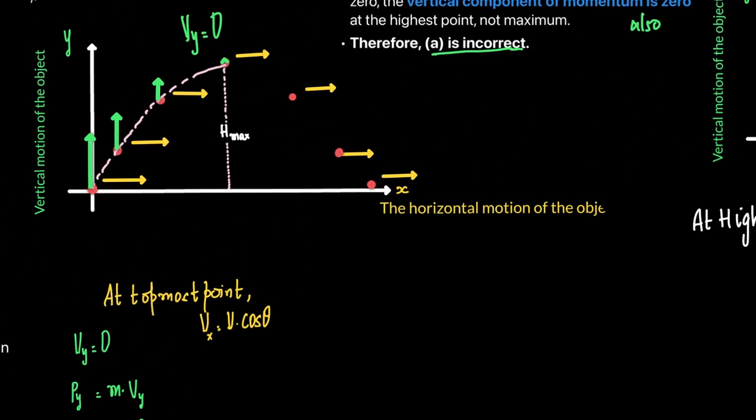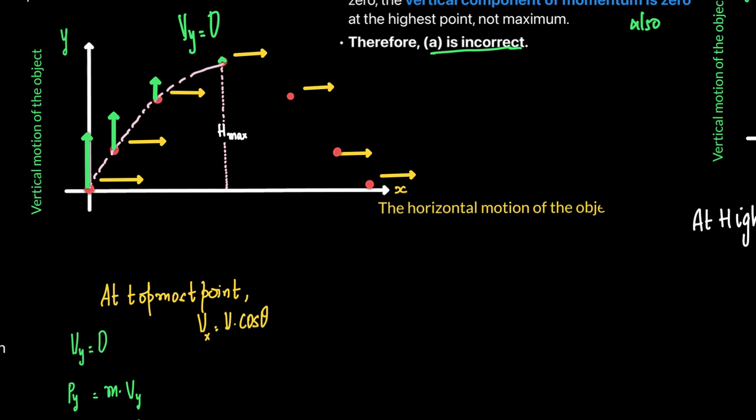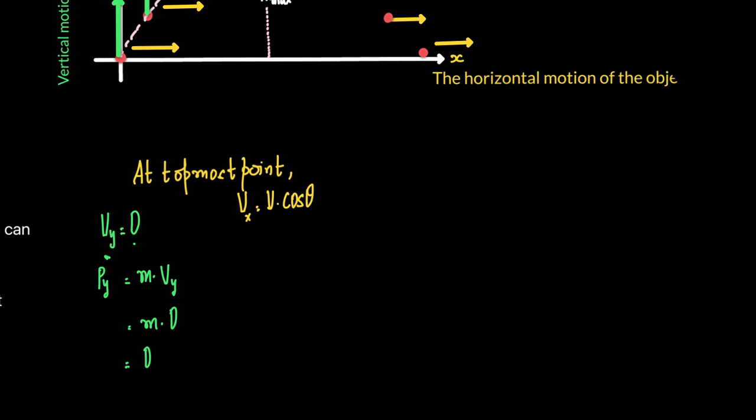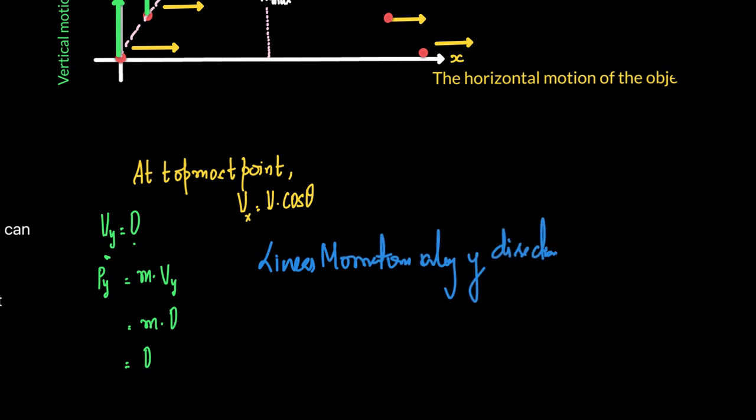So I can say that at the topmost point, the only velocity is Vx equal to V cos theta, right? And Vy is equal to 0. Now what is Py? Py will be equal to m times Vy. Py is the linear momentum along the y direction. So since Vy is equal to 0, Py is also equal to 0. Okay, I hope that makes sense. Very simple concept. Now let us go to the second statement.